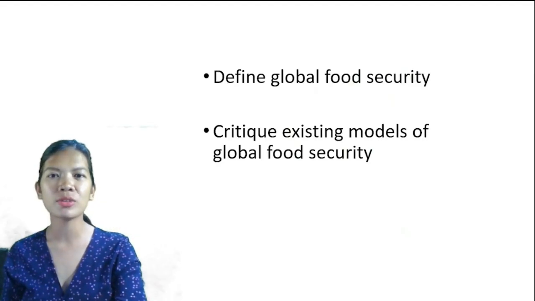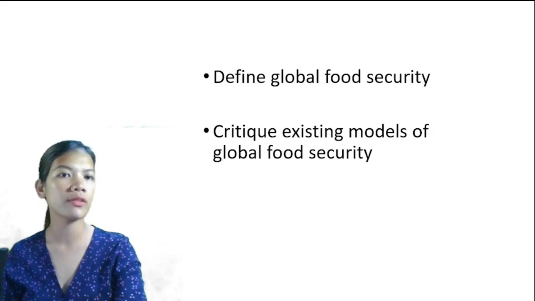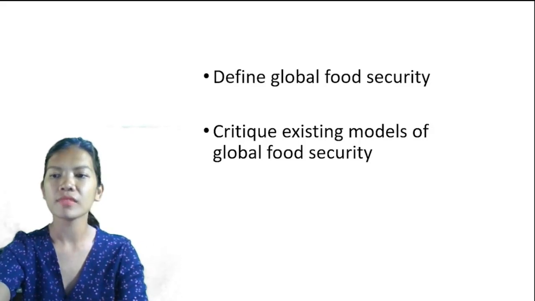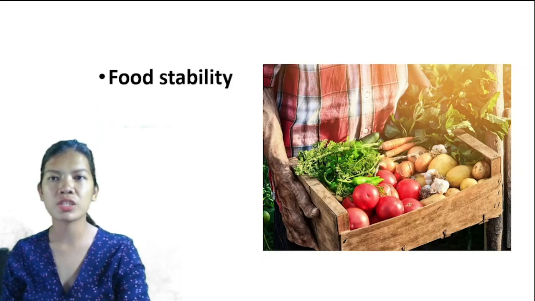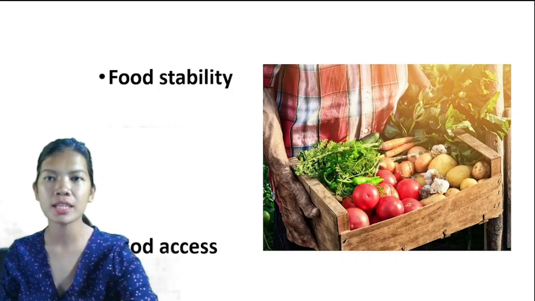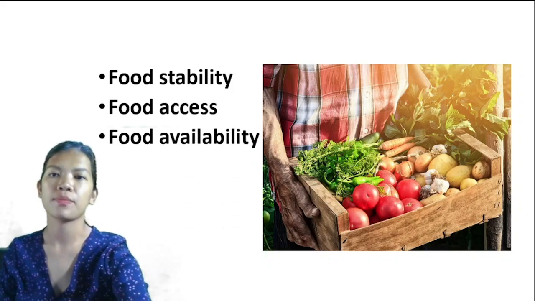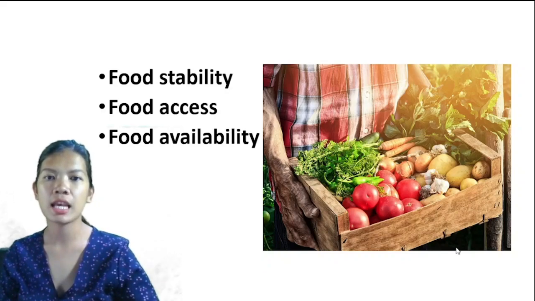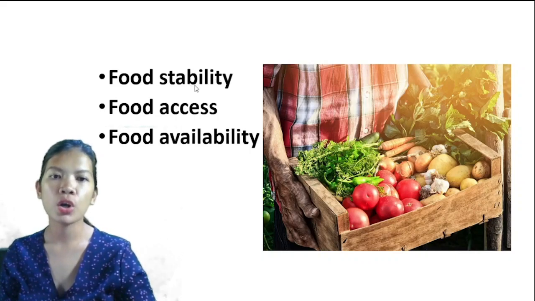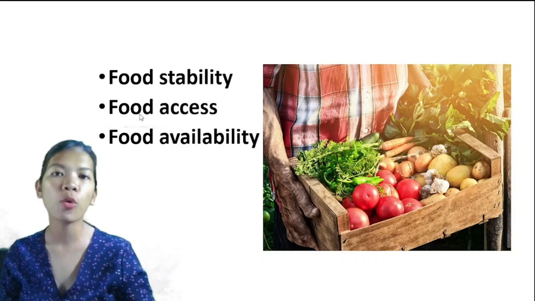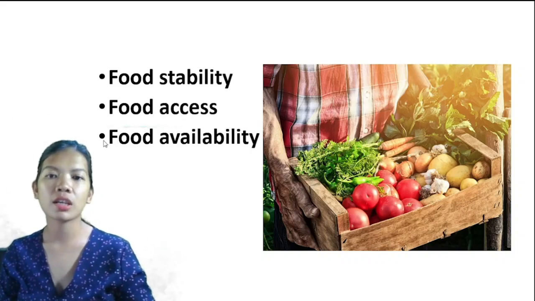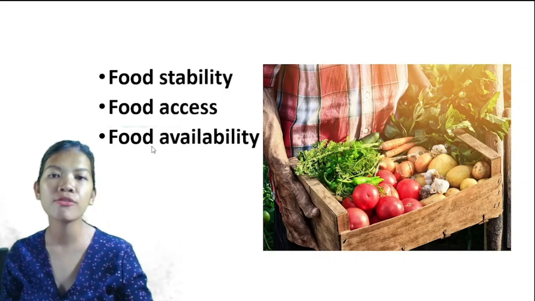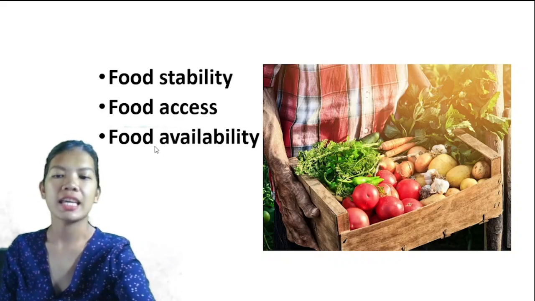For this lesson, you are expected to define what is global food security, and you will critique existing models of global food security. Before understanding what is food security, let us first define food stability, food access, and food availability. Food stability is the ability to obtain food over time. Food access means the affordability and allocation of food as well as the preferences of individuals and households. And food availability relates to the supply of food through production, distribution, and exchange.